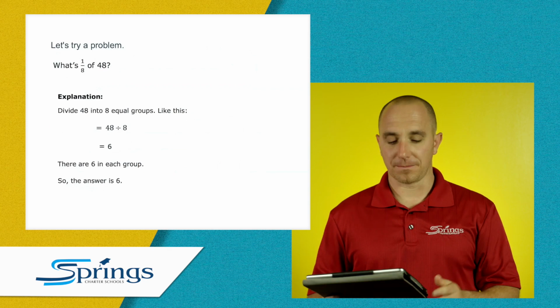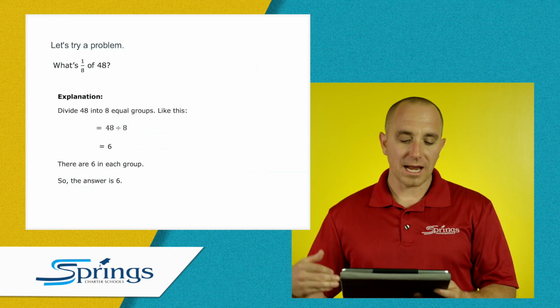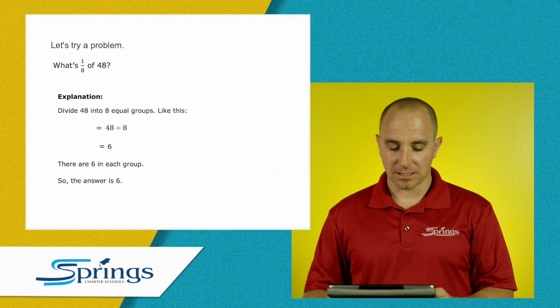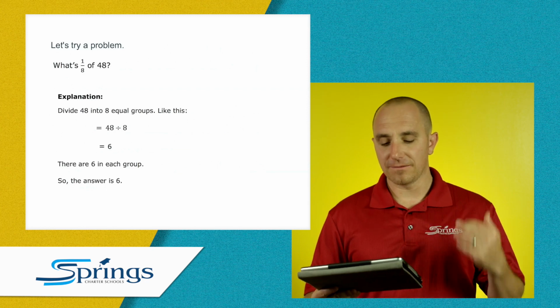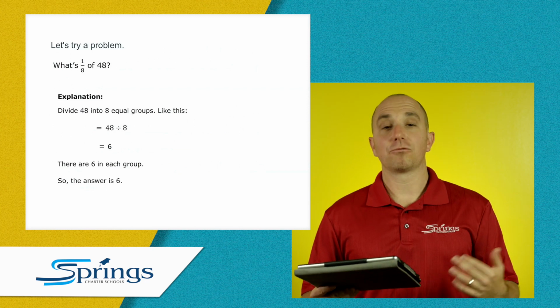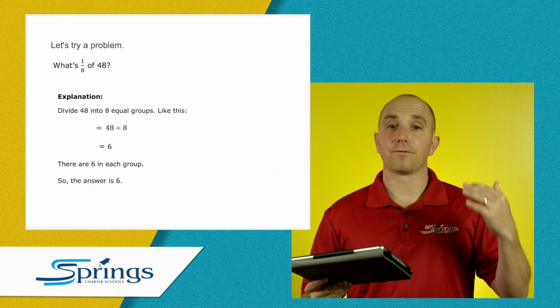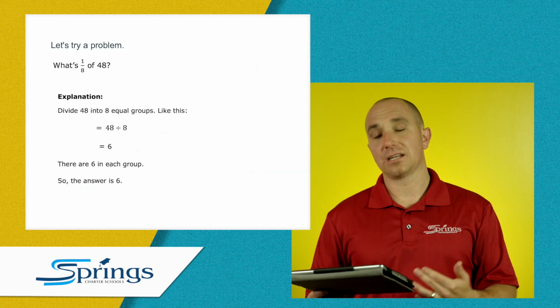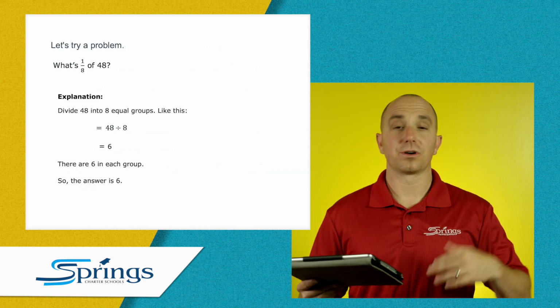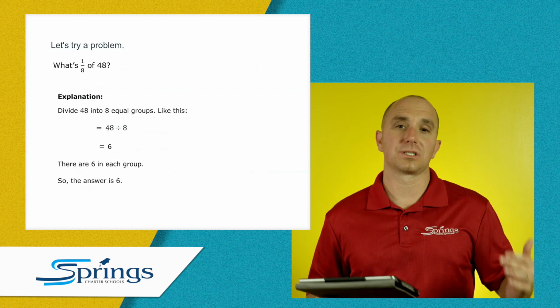So let's try a problem. What's 1/8 of 48? Basically we're dividing 48 into 8 equal parts because we're putting it into eighths. So one way to think of it is 48 divided by 8, and 48 divided by 8 is simply 6. So there are 6 in each group, so the answer is 6.